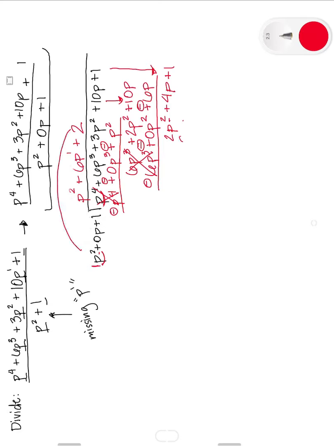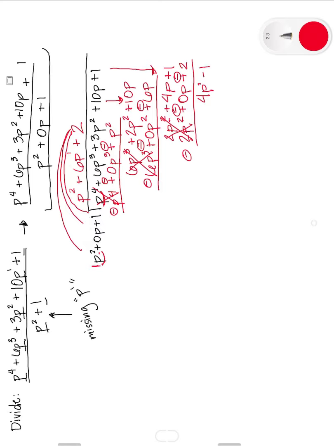So 2 times 1p squared is going to give us 2p squared. And then positive 2 times 0p, that's plus 0p. And then positive 2 times 1, it's plus 2. So we switch signs. 2p squared minus 2p squared cancels out. 4p minus 0p is 4p. And then 1 minus 2, it's negative 1.